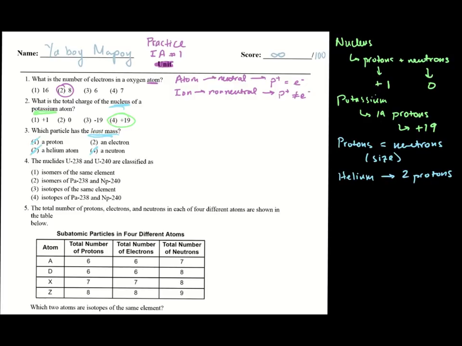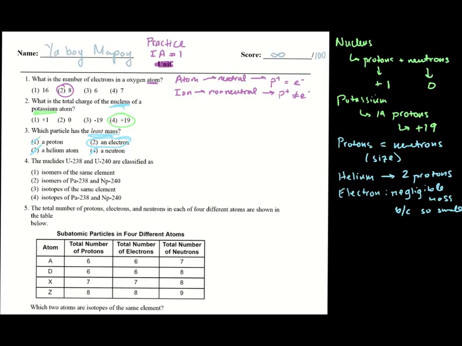The electron, on the other hand, is negligible mass. We barely count it anyway. Negligible, we ignore it because it's so little. So when talking about mass, we think the electron is the smallest particle inside the atom because it's so small, so negligible, we ignore it.